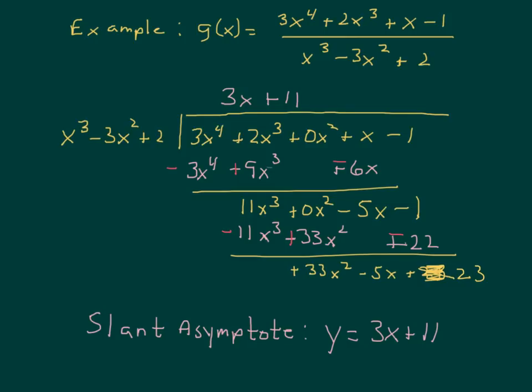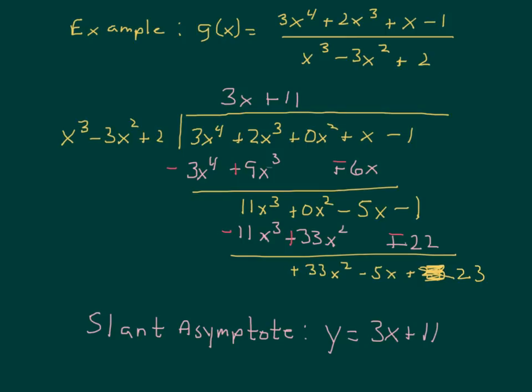So I set it up with long division. I have x cubed minus 3x squared plus 2 outside, and inside I put the 3x to the fourth plus 2x cubed plus the 0x squared, because I'm missing that squared term, plus x minus 1. Now I need to look at the highest terms, the x cubed and the 3x to the fourth, and ask myself, what do I have to multiply x cubed by to make it look exactly like 3x to the fourth? And that's where we got the 3x up here.